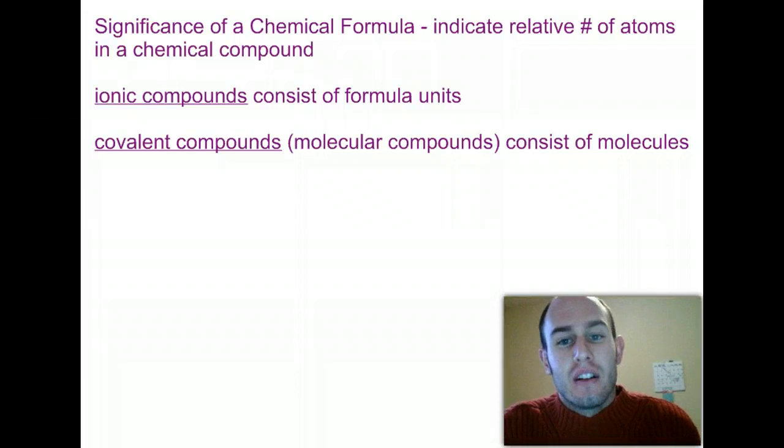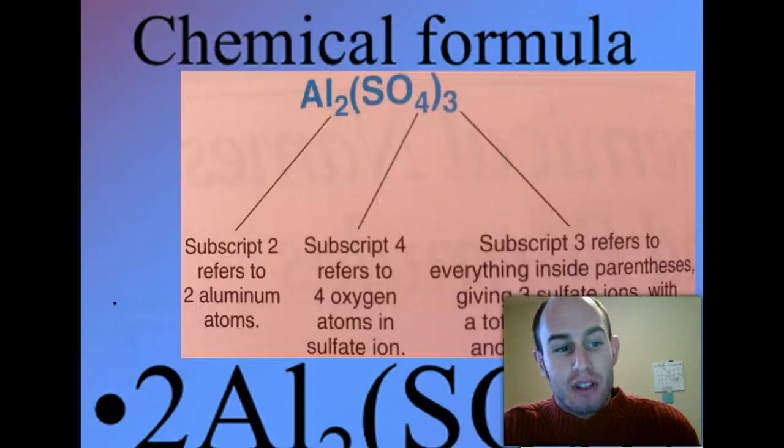They're basically telling you the number of atoms in a chemical compound. We know that ionic compounds consist of formula units, whereas covalent compounds, which are molecular compounds, consist of molecules. So let's look at an example of a chemical formula.